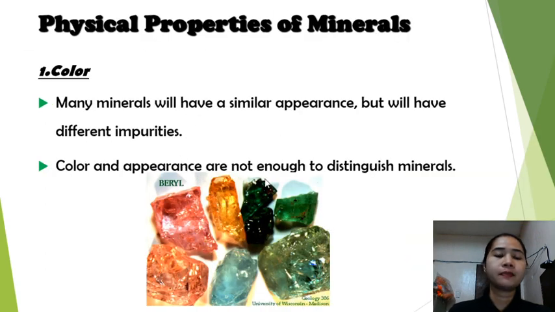Next, how do we identify minerals? We identify minerals by their physical properties. Number 1, we discuss color. Many minerals will have a similar appearance but will have different impurities. Color and appearance are not enough to distinguish minerals. This picture shows the different colors of a mineral.